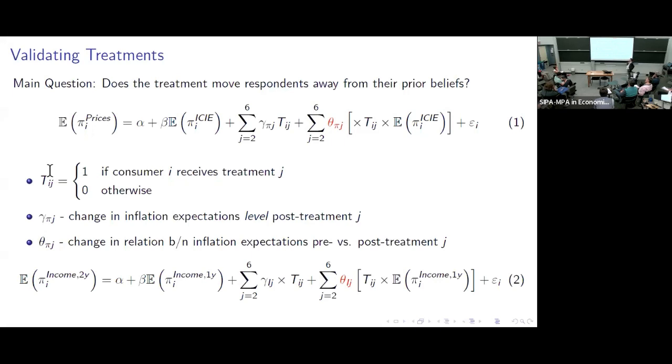Okay, and we're going to run a similar regression for testing whether information treatments have had any effect on income growth expectations. And validating treatments for the purposes of our empirical strategy will be extremely important, because we're going to use that exogenous variation that is coming in inflation expectations or income growth expectations as an instrument to understand the causal effect of one variable in expectations on the other.